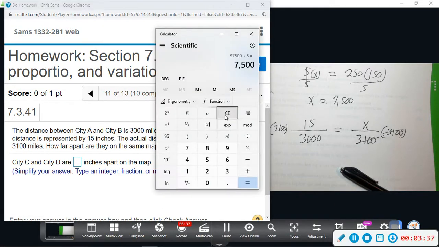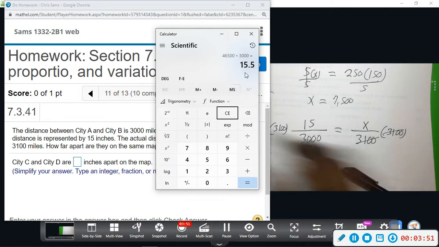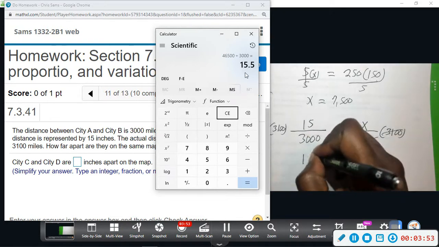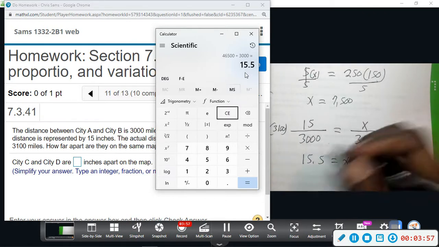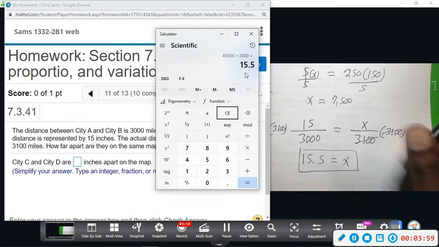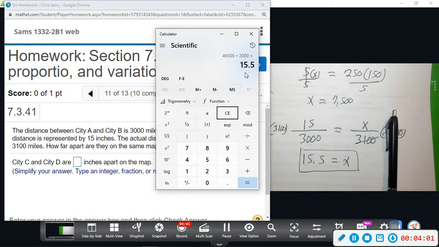So clear. We're going to do 3,100 times 15, and then divide that by 3,000. And about 15.5 inches. So we get 15.5 equals X. 15.5.